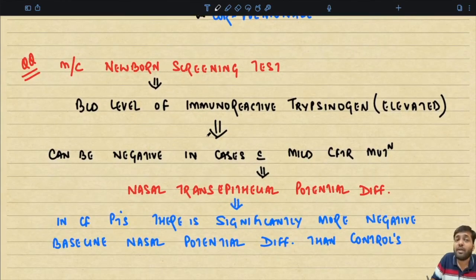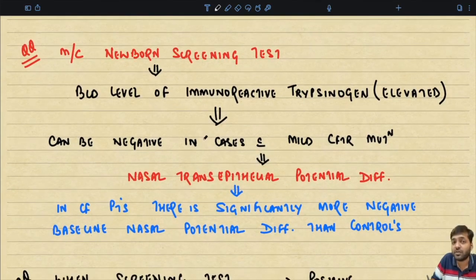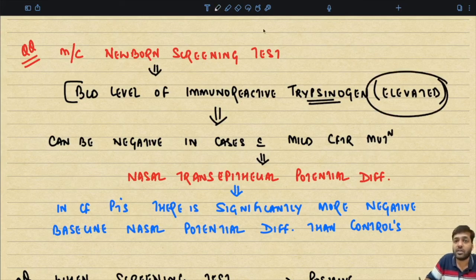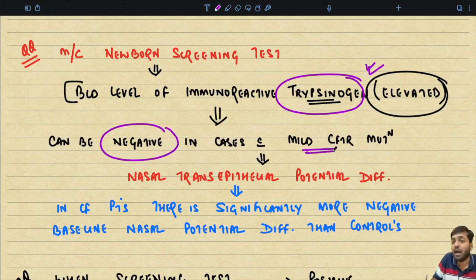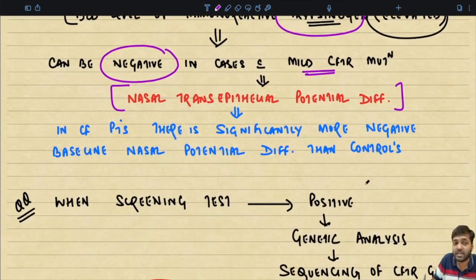Now, the most common newborn screening test that is done for the detection of cystic fibrosis is to measure the blood levels of immunoreactive trypsinogen, which is elevated in case of cystic fibrosis. Now it can be equivocal or negative in cases which have a milder CFTR mutation. In that situation, we are doing another screening test called the nasal transepithelial potential difference. In cystic fibrosis patients, there is a significantly more negative baseline nasal potential difference as compared to the control.